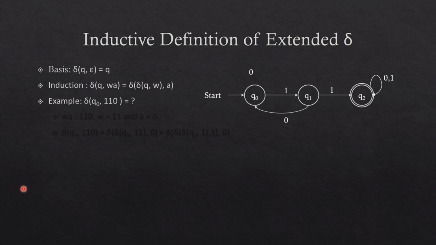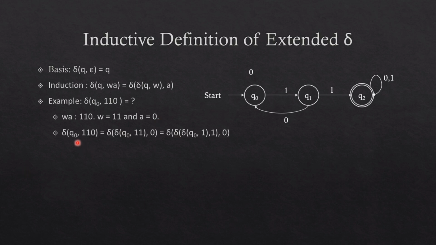Let's try and calculate the extended delta of Q0 and the string 110. The string 110 is WA in this representation. Q0 corresponds to Q, the first argument. Now we're going to have to break it down so that one part of the string is W and then the rest of the part is A. Definitely the last symbol would be A. So W is 11, and A is the last symbol, which is 0.